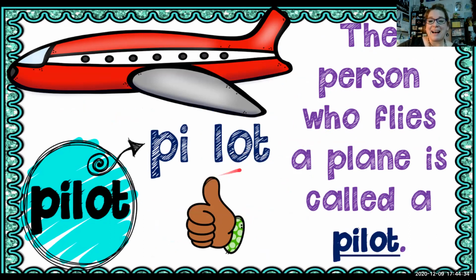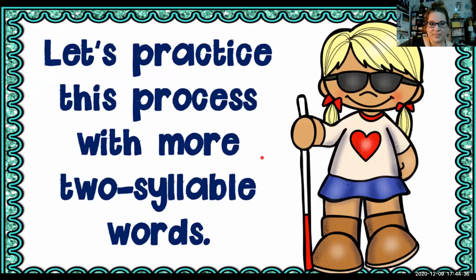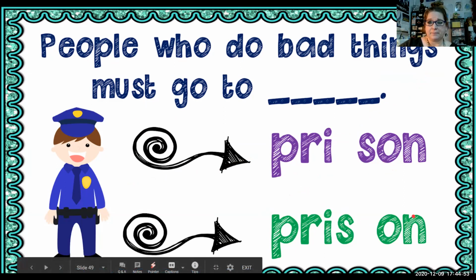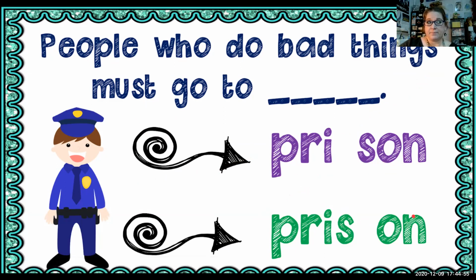It is a pilot. Very good. So let's practice a few more words like this with more two-syllable words, okay? All right. People who do bad things must go to prison, or prison. Prison. Good.